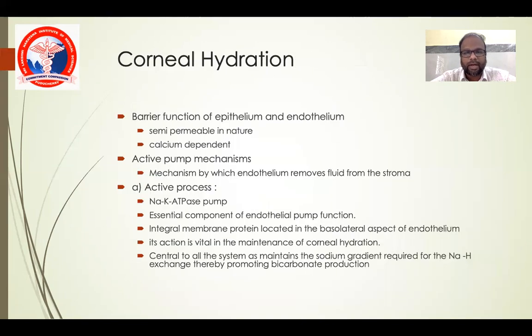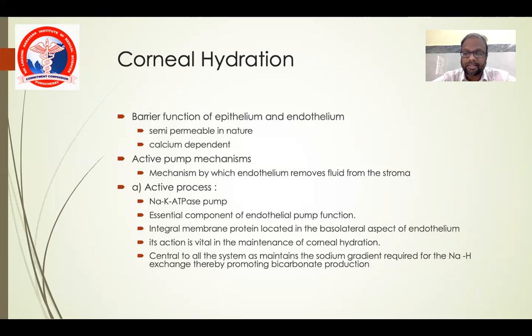Okay. Next, coming to corneal hydration. The corneal hydration is maintained, as you already said, by the barrier function of the epithelium and endothelium. This epithelium and endothelium are semi-permeable in nature, and they are dependent on calcium for maintaining their barrier function. Okay. Apart from this, there are also active pump mechanisms. That is the mechanism by which the endothelium removes fluid from the stroma. This active process is by the sodium potassium ATPase pump. The essential component of the endothelial pump function is the sodium potassium ATPase. This is an integral membrane protein. It is located in the basolateral aspect of the endothelium. Its action is vital in maintaining the corneal hydration.